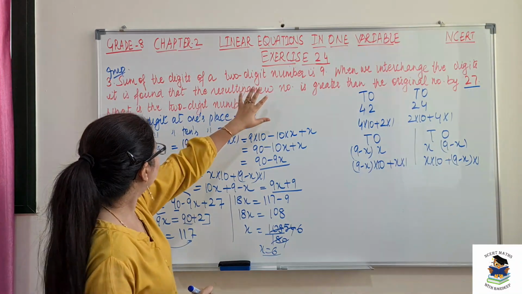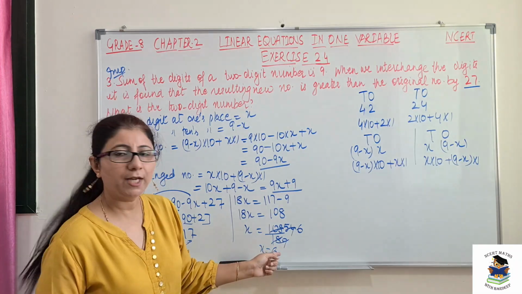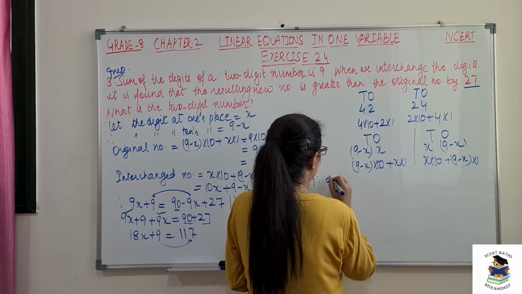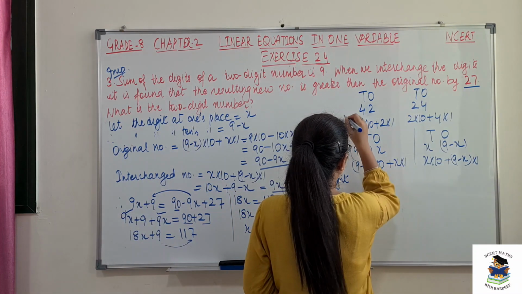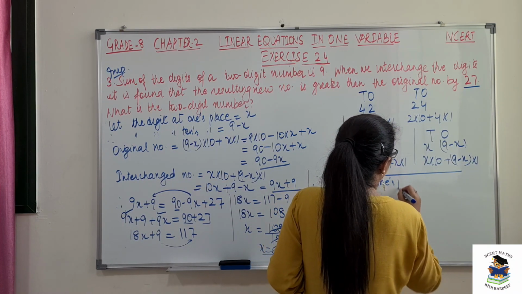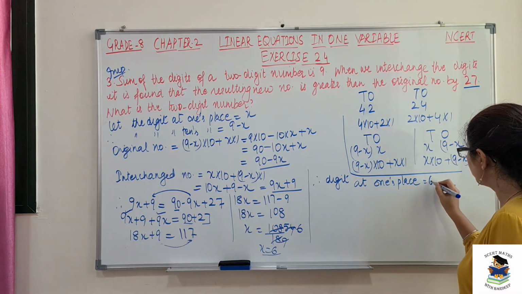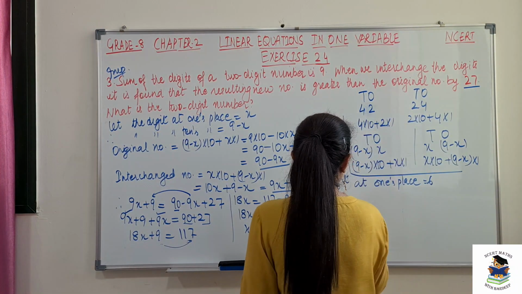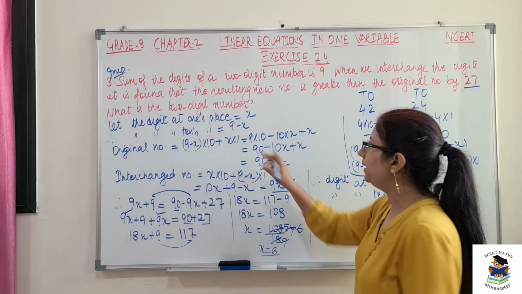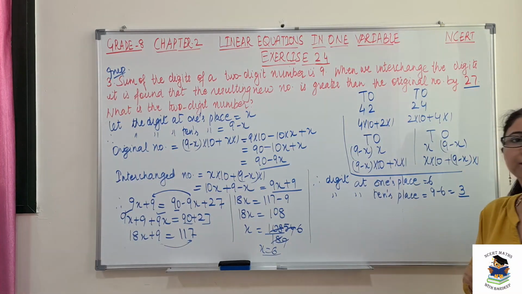So the digit at 1's place is x. So what is the digit at 10's place? That is 9 minus x. So 9 minus x, 6, is 3. So we will write, therefore, digit at 1's place is x. X is 6. Okay. So therefore digit at 10's place is 9 minus x. So this is 9 minus 6 is 3.